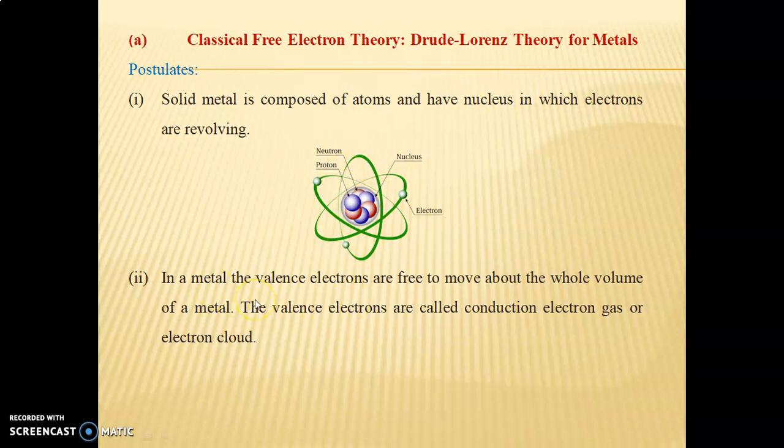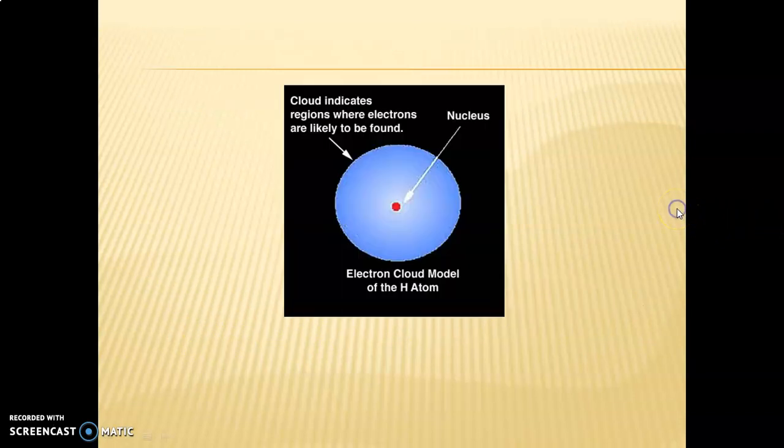Second postulate: valence electrons are free to move about the whole volume of metal. These free electrons are moving about the whole volume of metal. All the valence electrons are called conduction electrons, free electrons, or electron cloud in conducting materials. This figure shows an atom. The red dot indicates the nucleus, and the blue rings show the electron cloud.